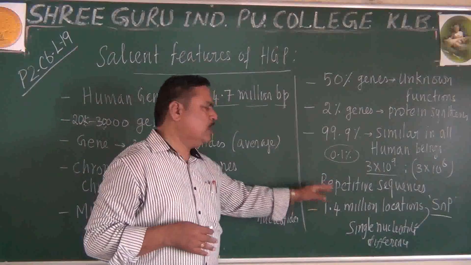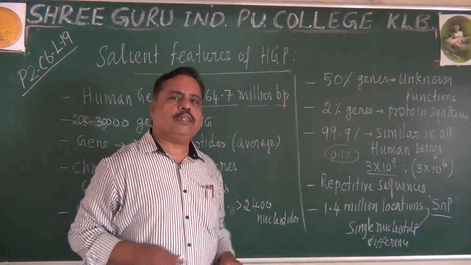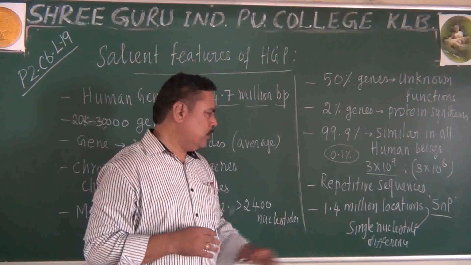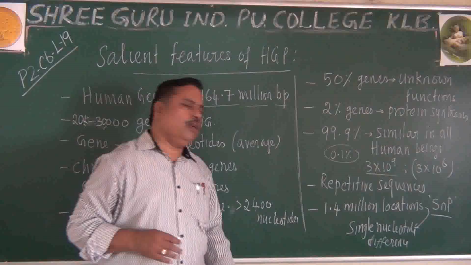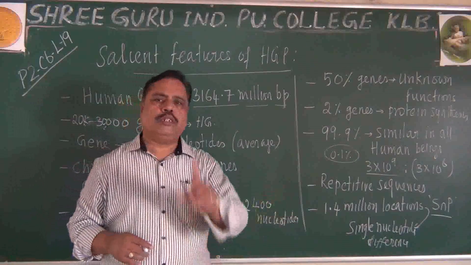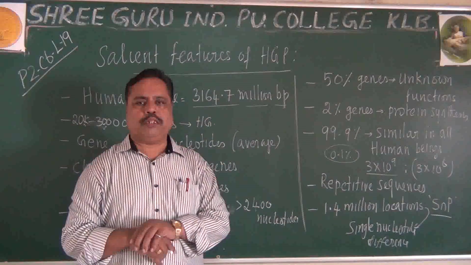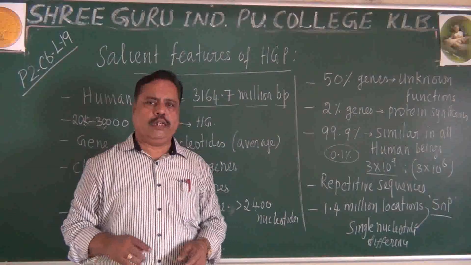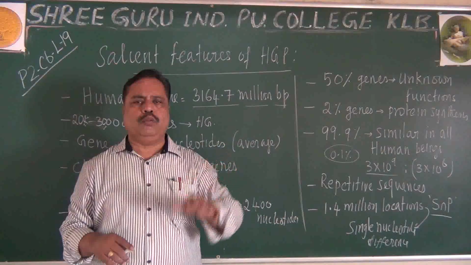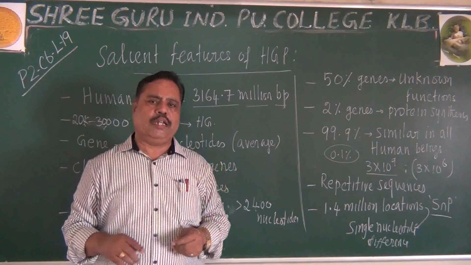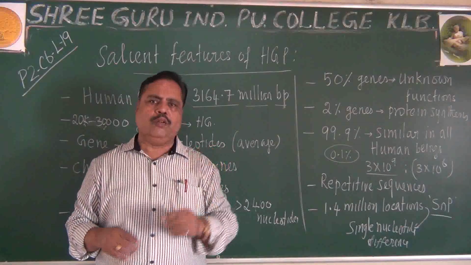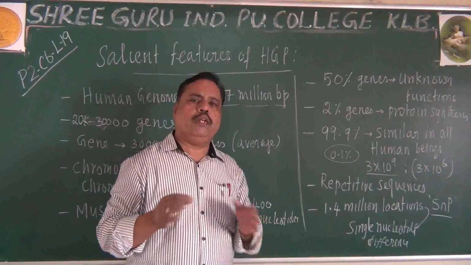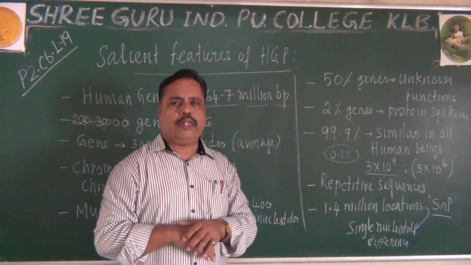Then I told you there are many repetitive areas in our genome. They have repeated sequences. In 1.4 million locations we see single nucleotide polymorphism. That means only a difference in a single nucleotide. Instead of A, there may be G. That is called single nucleotide polymorphism. That is found in 1.4 million spaces or locations we can see.